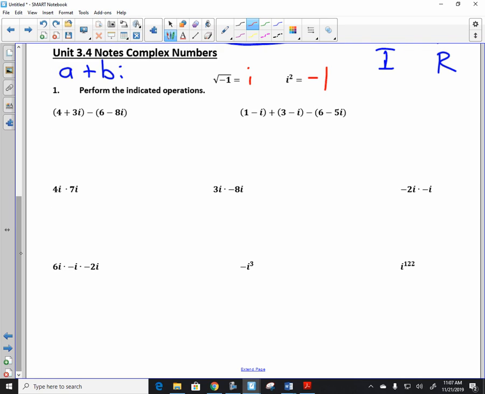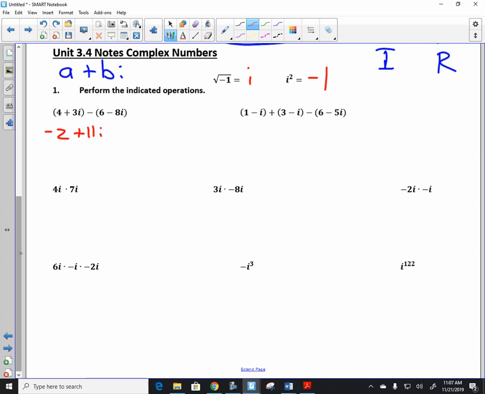Today we are going to perform operations on complex numbers. We start by subtracting. You subtract the real parts, you subtract the imaginary parts. 4 minus 6 is negative 2. And 3i minus negative 8i is, in fact, positive 11i. So again, it's written in the form of a plus bi.